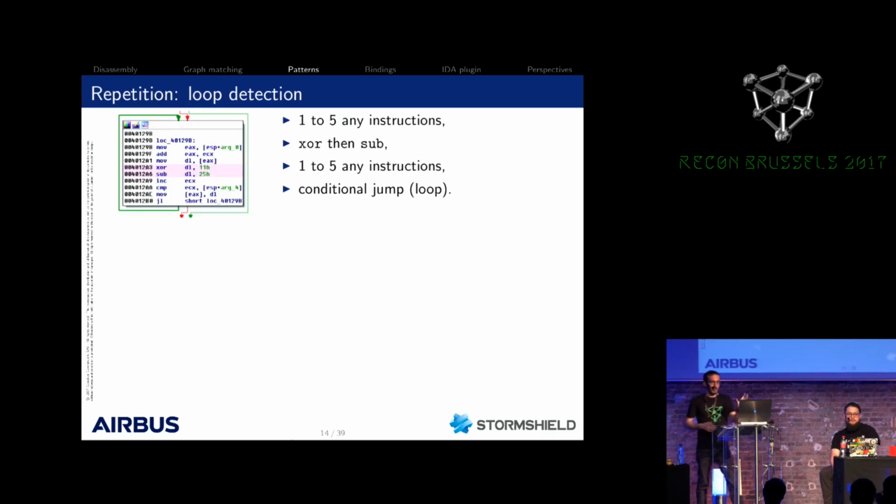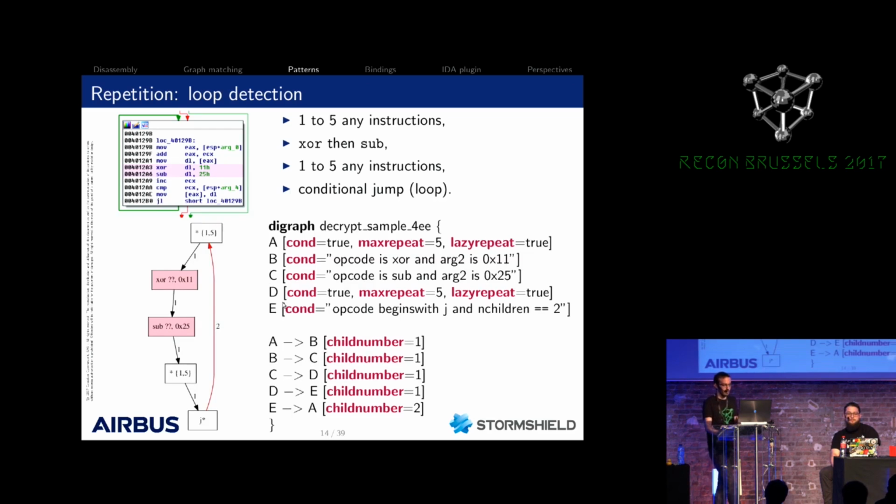So back to the Backspace sample, we had a decryption loop. We're especially interested in the XOR and the sub instructions, but we can say, okay, I want a loop that looks a bit like that. So I will want to match 1 to 5 any instructions. We have 3 here, but maybe there are fewer, maybe there are more. Then we have the XOR, then we have the sub, then again 1 to 5 instructions. Then we have a conditional jump that loops back to the beginning of the loop. So the pattern will look like that.